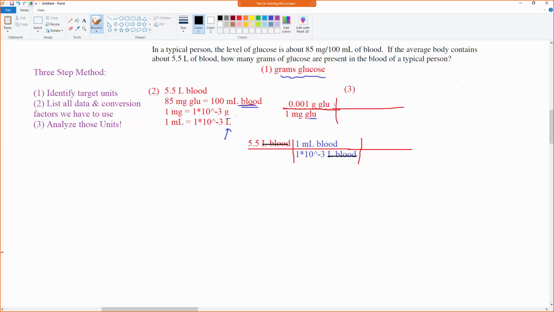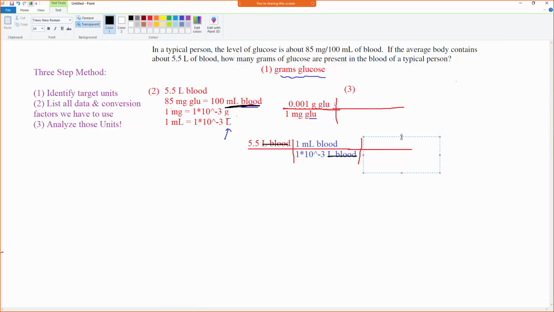And I'm left with milliliters of blood. And then the next thing you guys wanted to do was to get rid of the blood. You wanted to use this guy. So now we can use that. Where do I put the 100 milliliters of blood? It needs to go in the bottom so that they'll cancel.